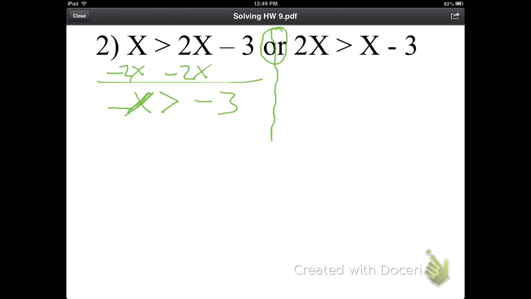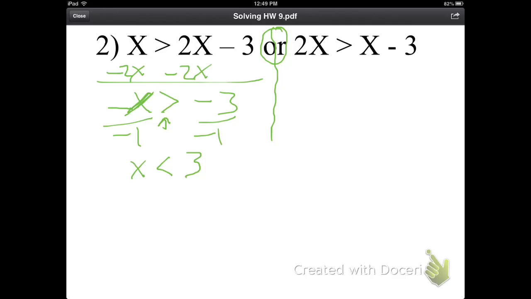We still need to get x all by itself, but it has this negative out front. So we're going to divide by negative 1. When you divide by a negative, you have to change the direction of your inequality sign. So x is going to be less than, on the right side, negative 3 divided by negative 1, which is positive 3. So x is less than 3.